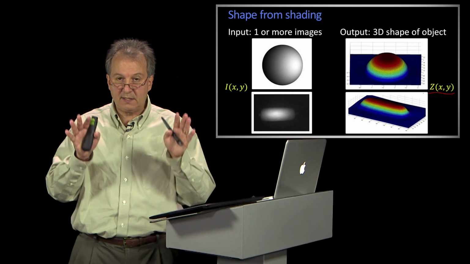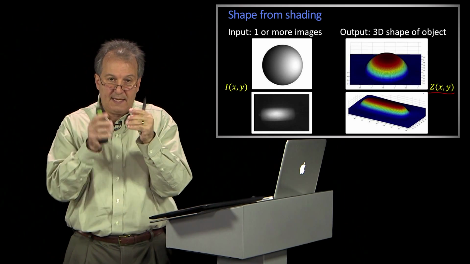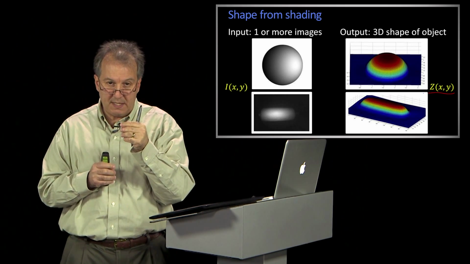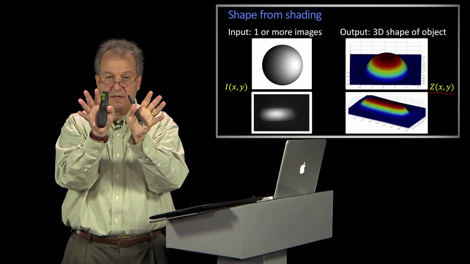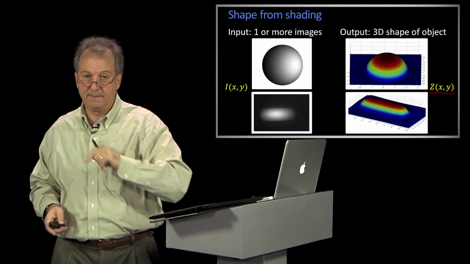So we're imagining that we've just got a single viewpoint. You can think of z as coming towards me, and I want to know the height of the function as I go over the image. By the way, this is just one representation of depth. It's a very viewpoint-specific representation of depth.